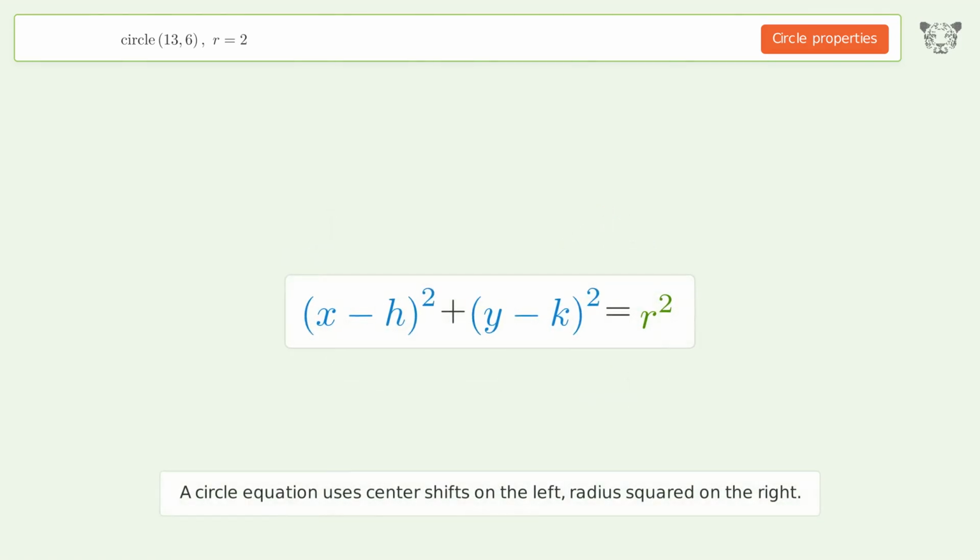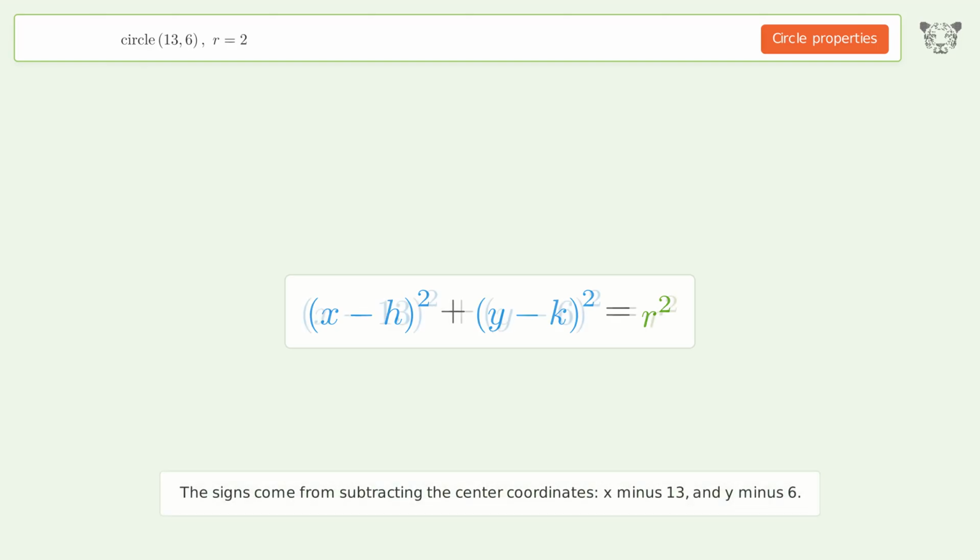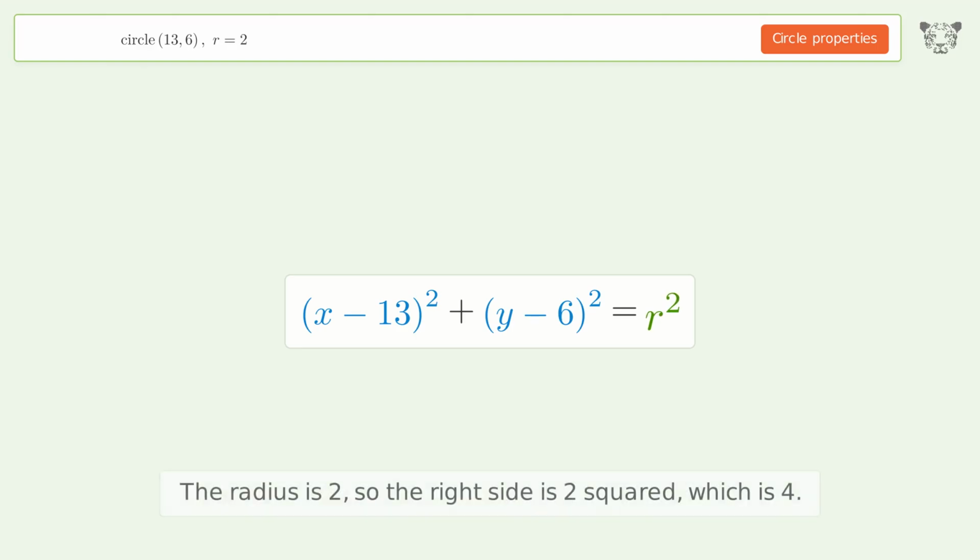A circle equation uses center shifts on the left, radius squared on the right. The signs come from subtracting the center coordinates, x minus 13, and y minus 6. The radius is 2, so the right side is 2 squared, which is 4.